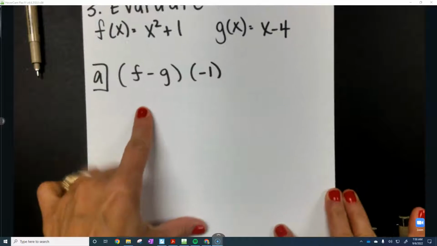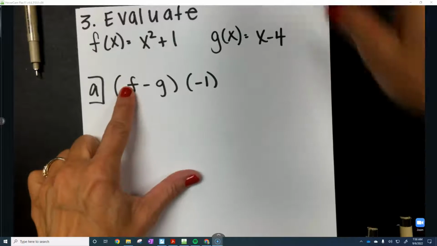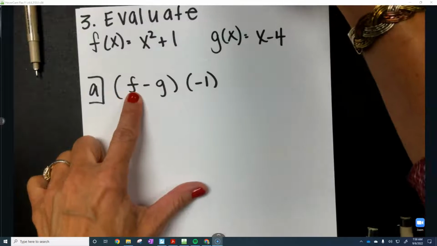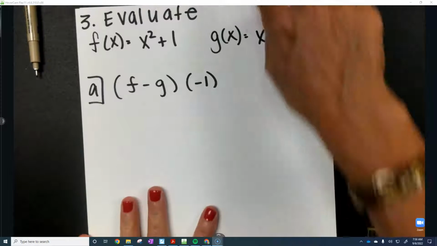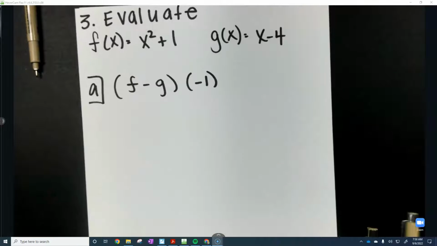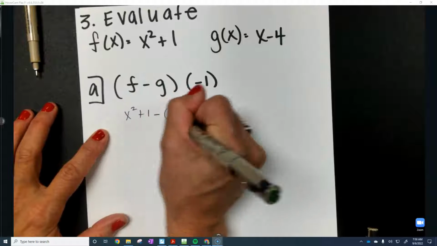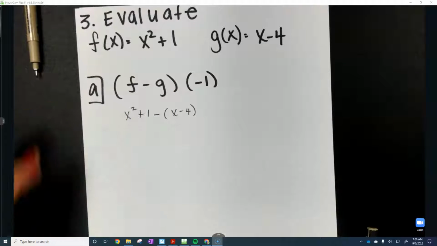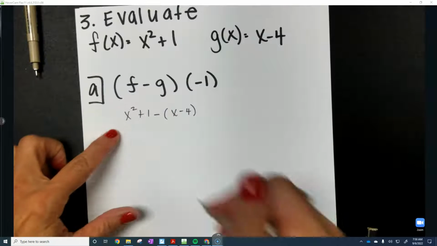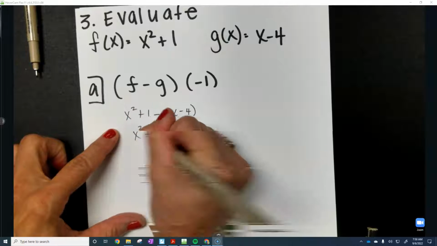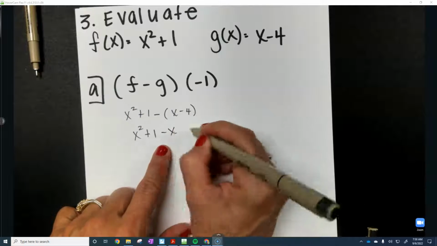So again, we're going to have a subtraction here. So it's f minus g. So f minus g, we're going to go ahead and do that part first. So it's going to be x squared plus 1 minus x minus 4. Don't forget to distribute that negative. So it's going to be x squared plus 1 minus x plus 4.